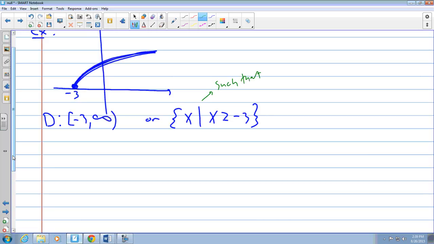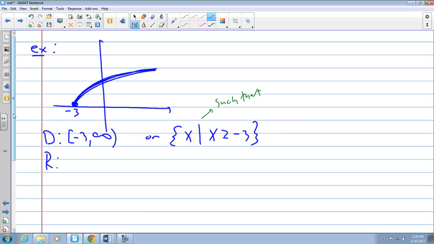What about the range? So range, you're looking at the y values. So now we're looking at all the y values from 0 to infinity, right? There's nothing below 0, so it is including 0 to infinity. Is that okay? Yeah, it's the same set notation.